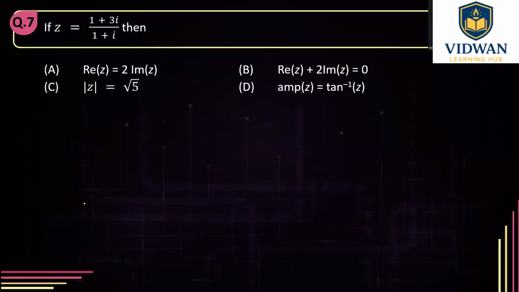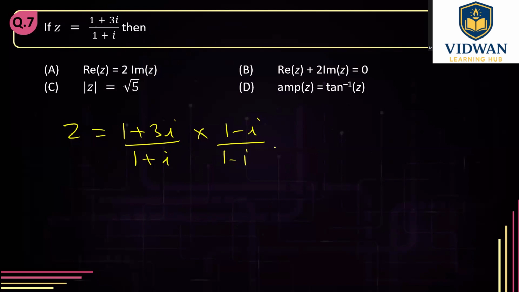You are given Z and you have to see which of the options is correct, where you need to know what is real part, imaginary part, and amplitude, etc. So whenever you want to find all these things, you have to again express the complex number in a plus ib form. For that, if there is a division of two complex numbers, we always have to remove the complex number in denominator, make it real, for which you need to multiply and divide by its conjugate. So multiply and divide by 1 minus i.